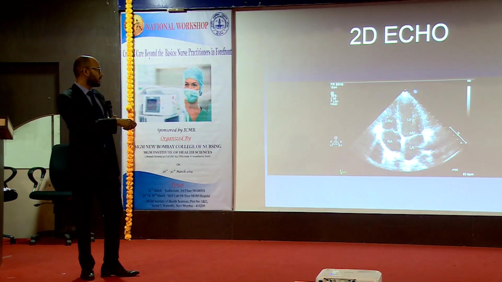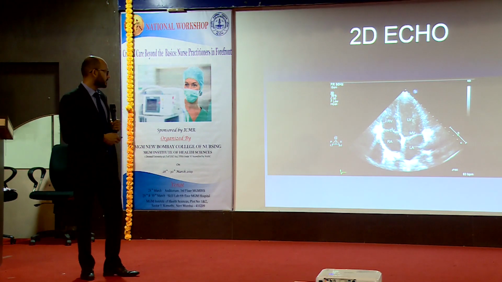Okay, so you can put the probe over here at the apex and you'll see the right ventricle, the right atrium, the tricuspid valve between them, the left ventricle, the left atrium, mitral valve between. Just one of those things that you can do.